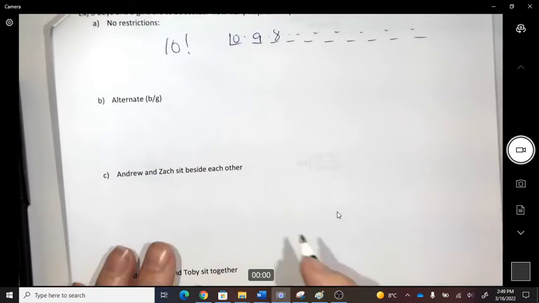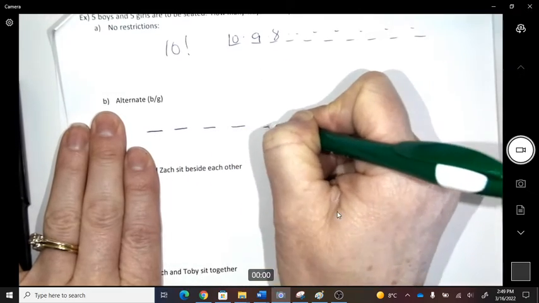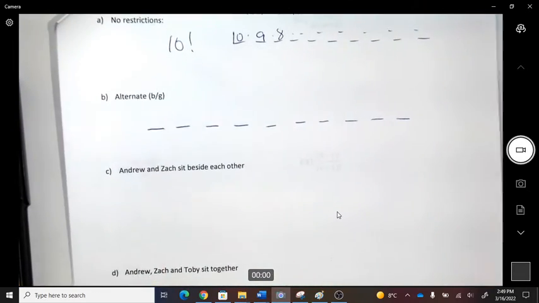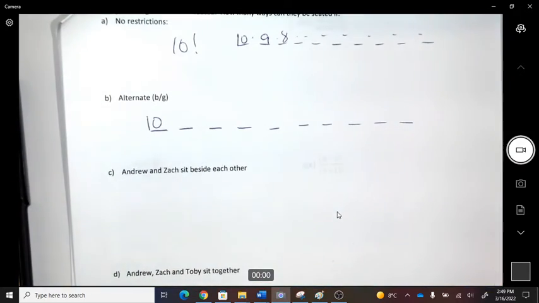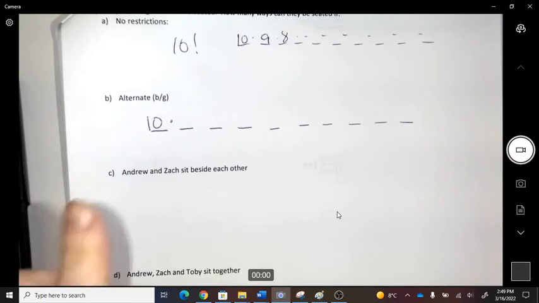Okay. They have to alternate boys and girls. I'm actually going to draw my 10 seats this time. Okay, how many choices do I have to put somebody onto my first seat? I could put anybody there. 10 choices. Okay, tell me, who did we put there? Did we put a boy or a girl? Okay, we put a boy there.